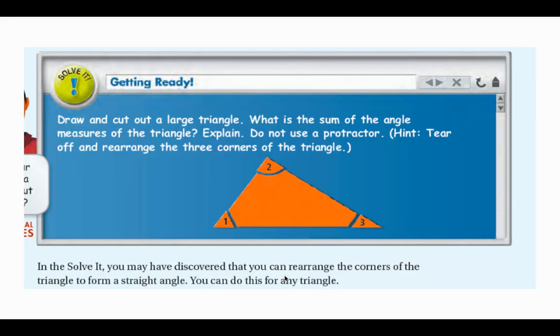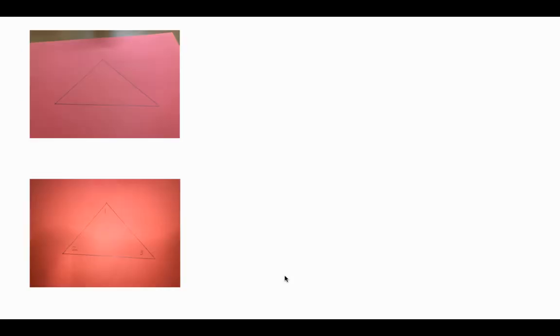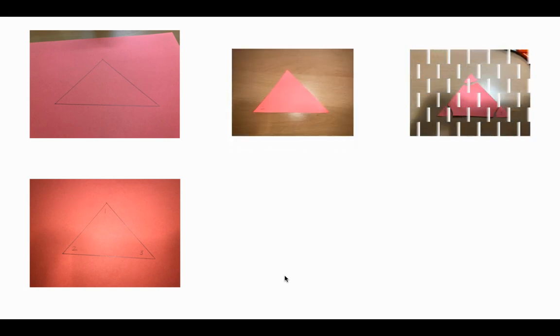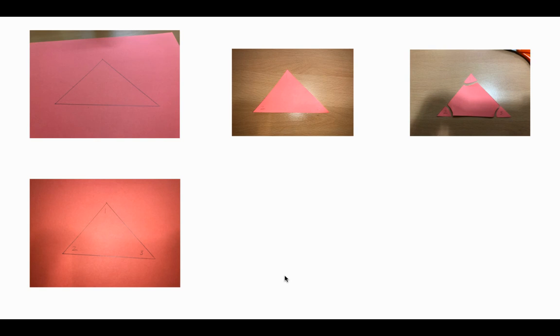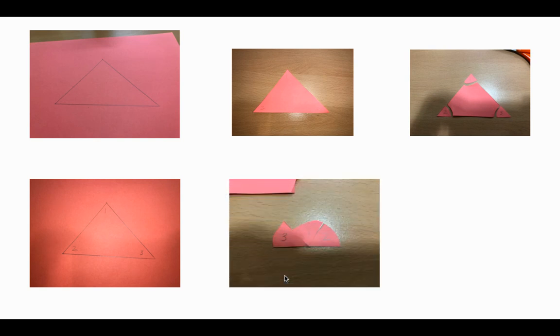The next unit is proving triangles: the interior angles sum to 180 degrees. So draw and cut out a large triangle. What is the sum of the measures of the angles of the triangle? Explain. Do not use a protractor. The idea, they say, is to tear off and rearrange the three corners of the triangle. So I did that. I drew a triangle, I numbered it, I cut it out, I cut the angles out, and then I lined them up, and it was a line.